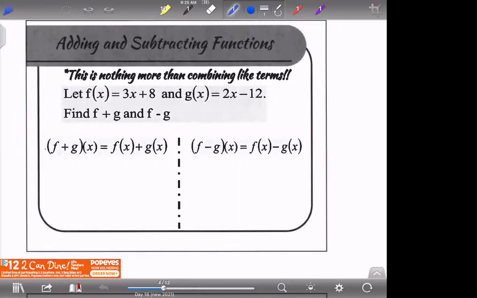So we're going to start off by practicing adding and subtracting functions. Really, this is nothing more than combining like terms. So once you get the problem set up, all you need to do is combine like terms, especially on this question on the right or the left-hand side where we're adding these functions together. So we're given f of x equals 3x plus 8, g of x is 2x minus 12, and then we're asked to find f plus g of x and f minus g of x.